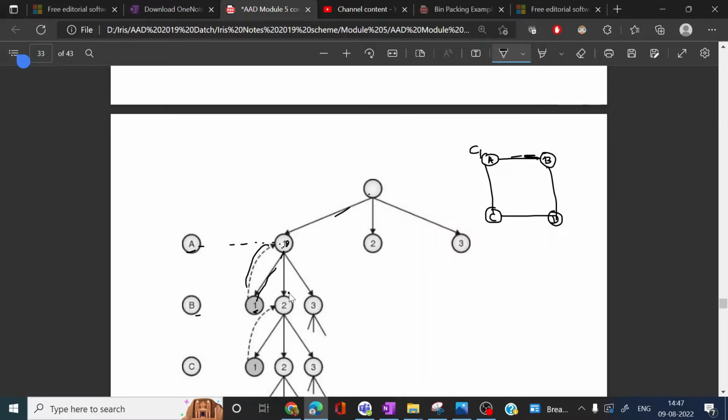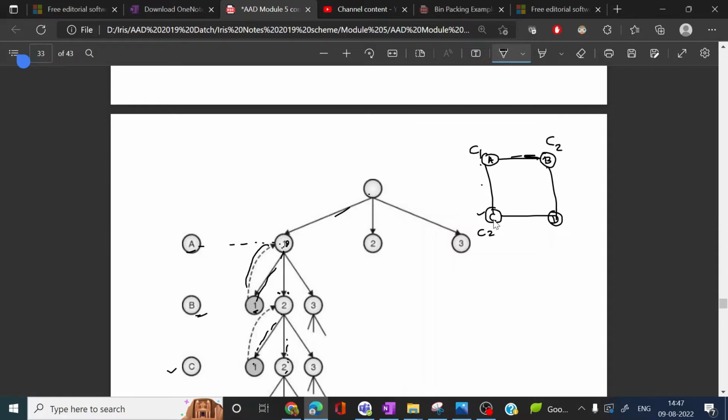Then it goes for the next node, C. Node C, first it will try for assigning color 1. Checking for color 1, node C cannot be given color 1 because node C is adjacent to A. So the algorithm backtracks and tries to give color 2 to node C. Color 2 is possible because it is not adjacent to node B. So node C is given color 2.